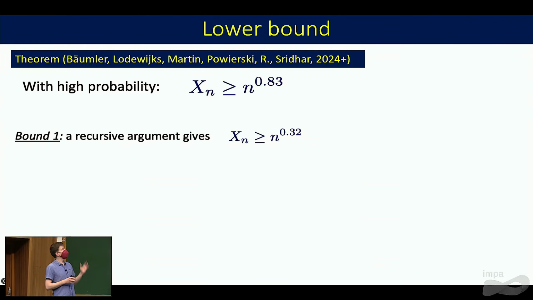And this gives you a polynomial lower bound already, but it's relatively small. It gives you something like n to the 0.32. Okay?